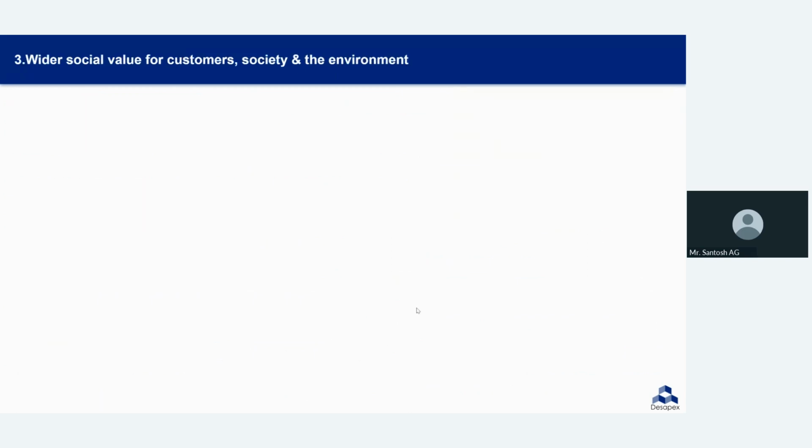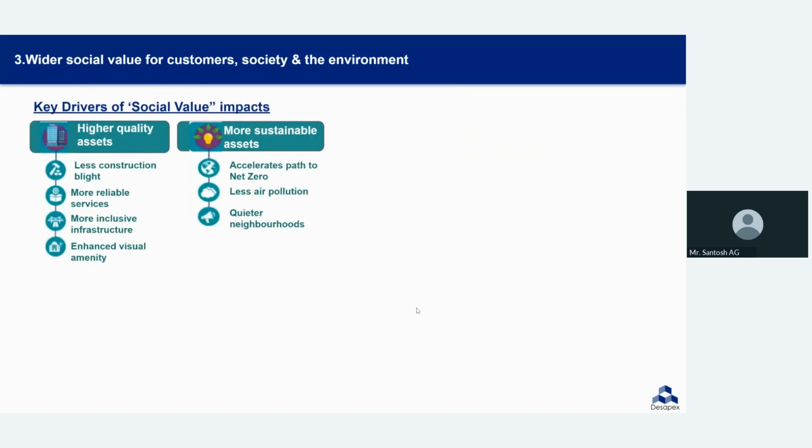Finally, the third area of value is the wider social value for the customer, society, and the environment. That wider value comes about through the role information management plays in enabling higher quality and more sustainable built assets. This is the value which is typically difficult to quantify or measure, as in many cases it doesn't have a market price that is traded in the economy.